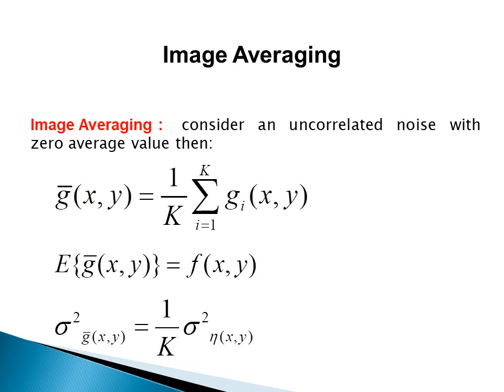So we have this image of 1 by k when you sum up all the values present in your image, starting from i equal to 1 to k. So this can be considered g dash of xy. g dash of xy is nothing but the average value. When you find the opposite of the average value, you get f of xy, the original image.